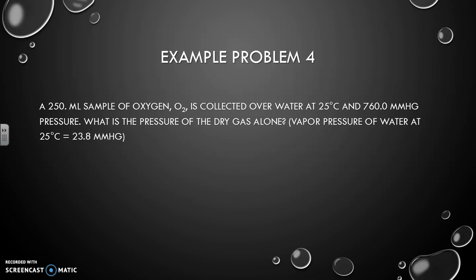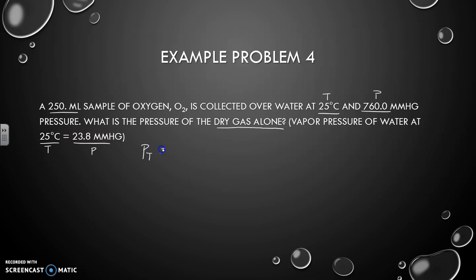Okay, so let's do an example here, and I might run out of time, so if I do, I'll just do a part B on this. All right, we have a 250 milliliter sample of oxygen collected over water at 25 degrees Celsius and 760 millimeters mercury pressure. It says, what's the pressure of the dry gas alone, knowing that the vapor pressure of water at this temperature is equal to this pressure?